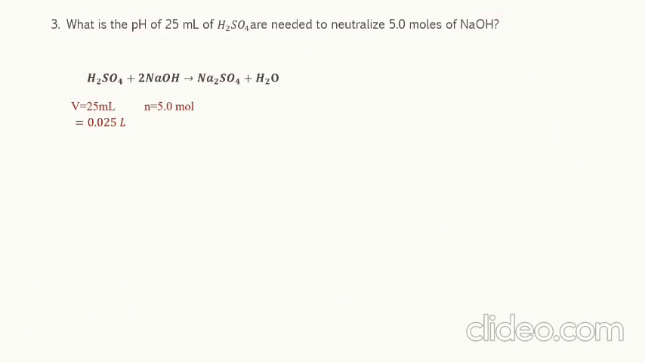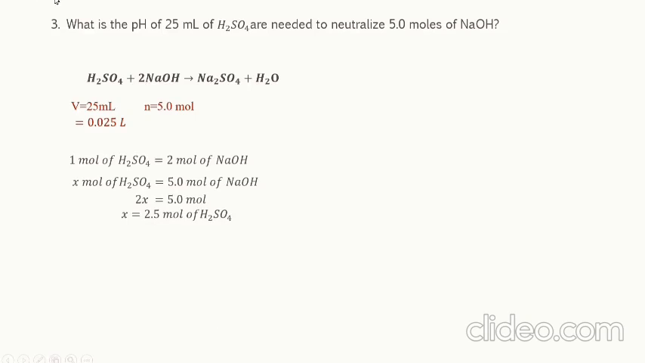For question 3, what is the pH of 25 mL of H2SO4 needed to neutralize 5.0 mole of NaOH? Firstly, we need to do the balanced equation. So we have 1 mole of H2SO4 reacting with 2 moles of NaOH to produce 1 mole Na2SO4 plus H2O. The value that has been given is 25 mL volume of H2SO4, so we need to convert it to liters. So we get 0.025. And the number of moles of NaOH is 5.0 mole.